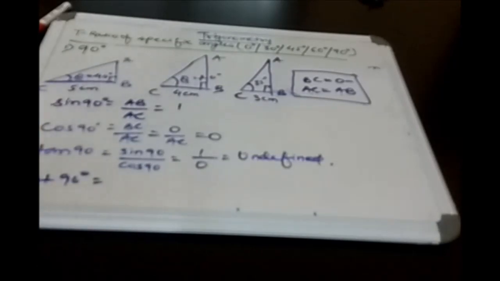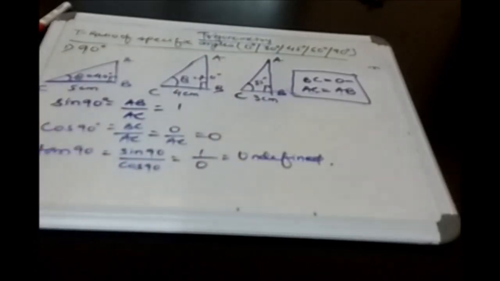Cot 90 degrees. What will be the value of cot 90 degrees? Sec 90 degrees, cosec 90 degrees. All of that you can derive yourself. I am leaving that to you. You can derive it yourself by applying the relations between trigonometric identities.